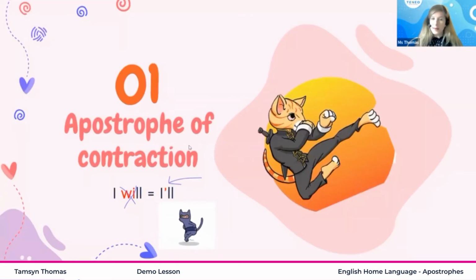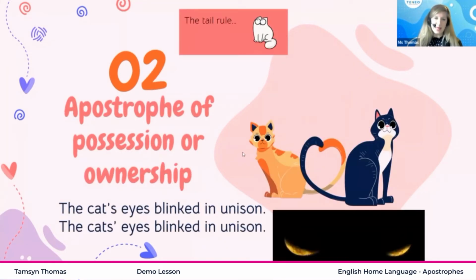Going back to that apostrophe of contraction, remember the rule. Whatever letters we take out, in this case the W and the I, we use an apostrophe in the place where those letters were taken out to show they've been left out. With the apostrophe of possession or ownership, remember that we need to work out whether we're dealing with a singular or a plural possession.